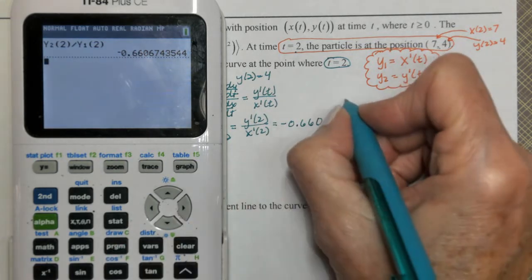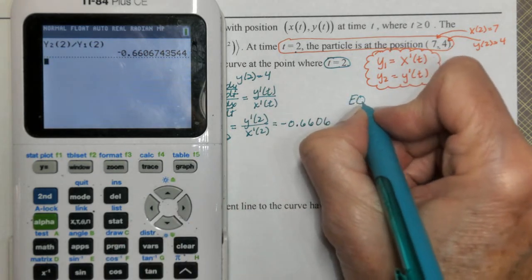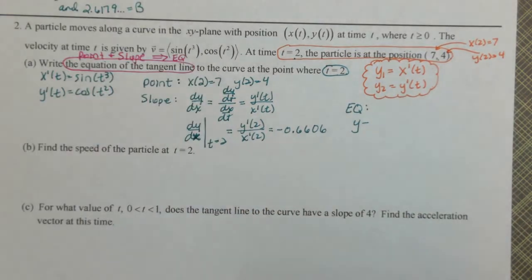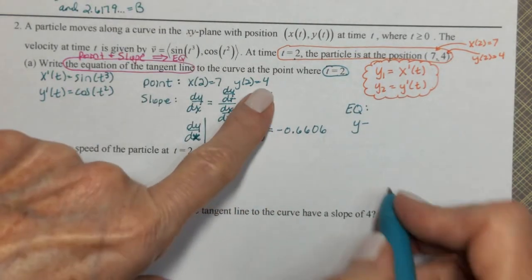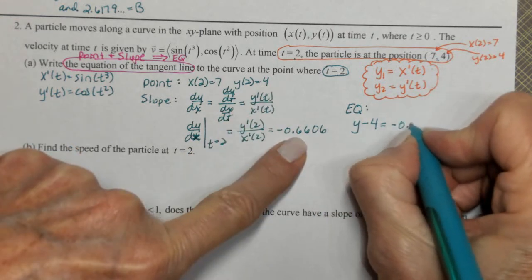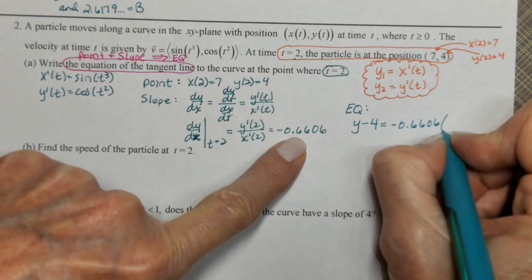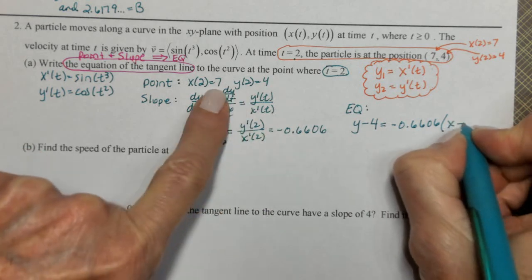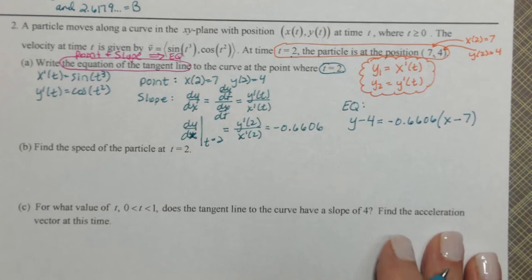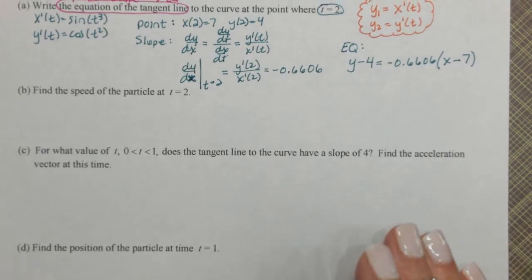So our equation of the line will be y minus the y coordinate of our point is equal to the slope times x minus the x coordinate of our point. And that would be a safe stop spot. We just stop right there.